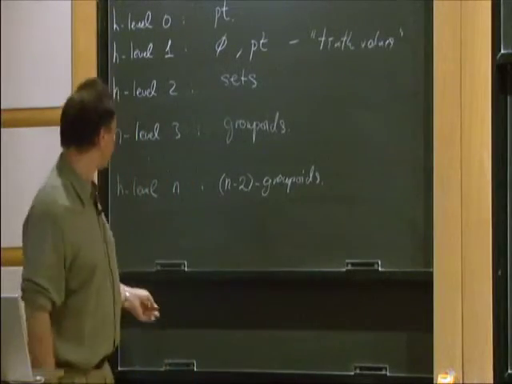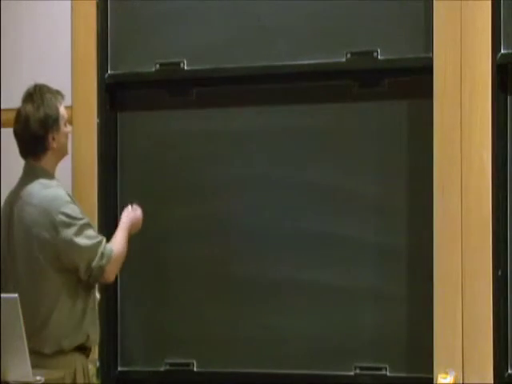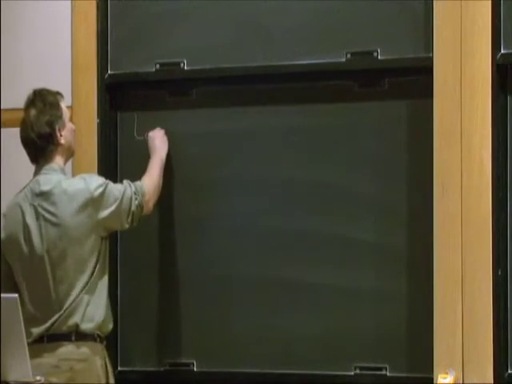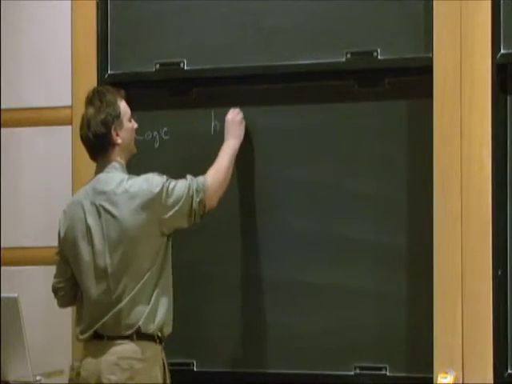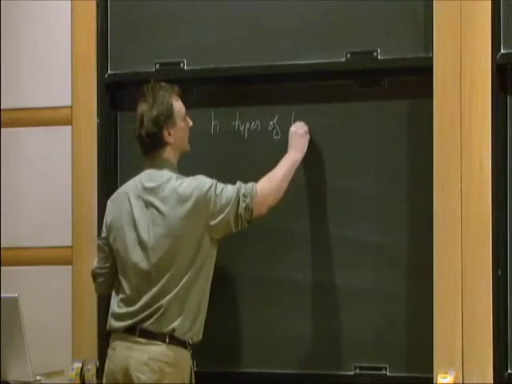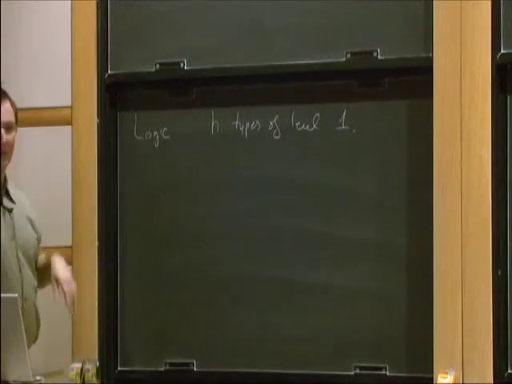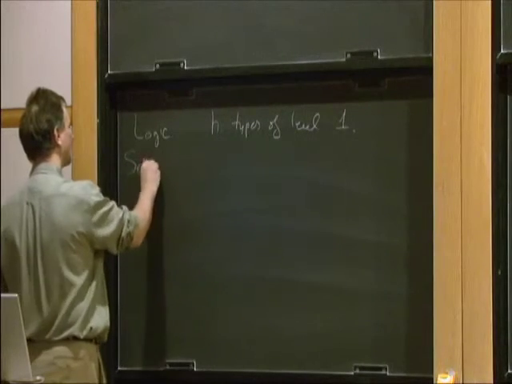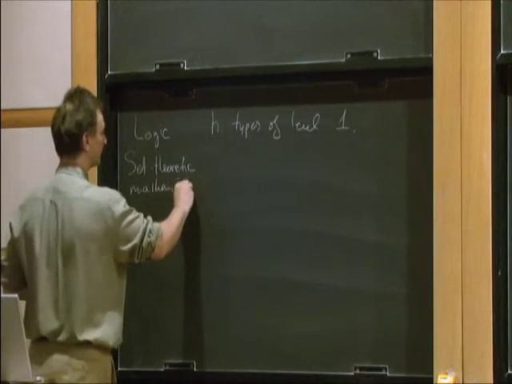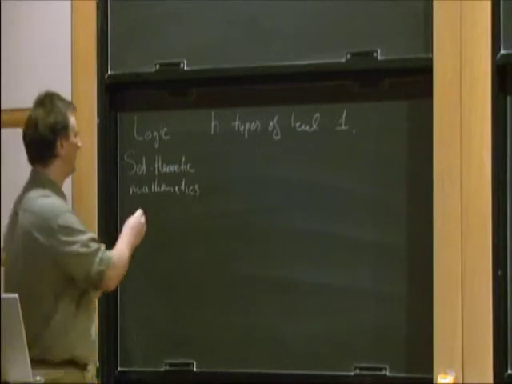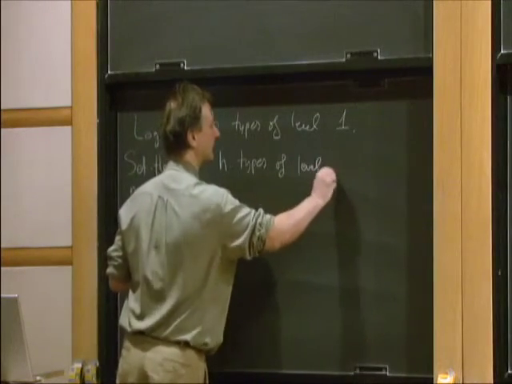So I can now further reason as follows. Logic concerns homotopy types of level 1, because that's where the truth values live. Set theoretic mathematics, called algebra and all this stuff, is about structures on homotopy types of level 2.